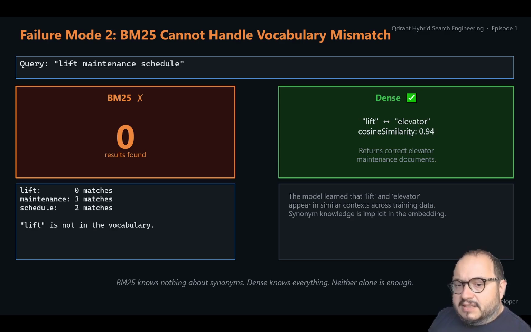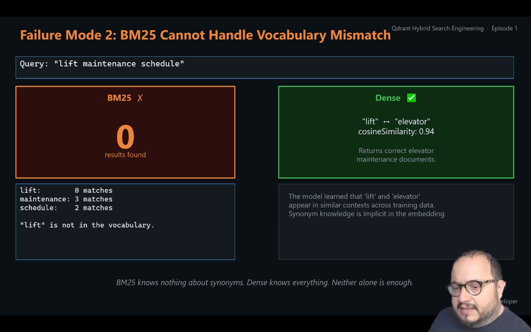Medical systems, legal systems, engineering documentation, everywhere there is domain-specific language, BM25 breaks for users who do not know the domain vocabulary. Dense search handles this perfectly. Lift and elevator live close to each other in the embedding space because they appear in similar contexts across millions of training documents. The semantic model already learned the synonym relationship, so you need both.